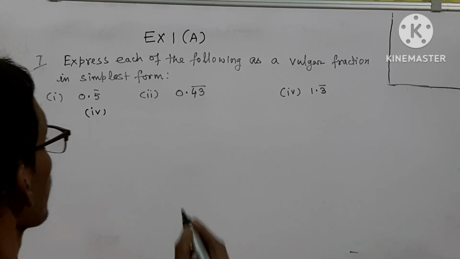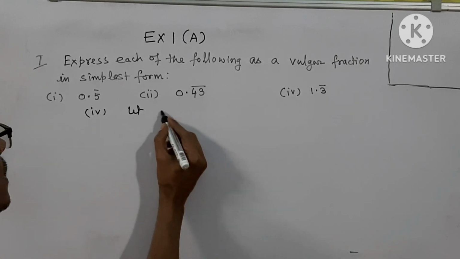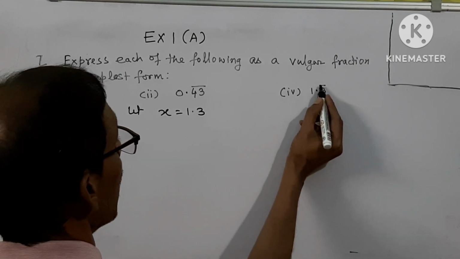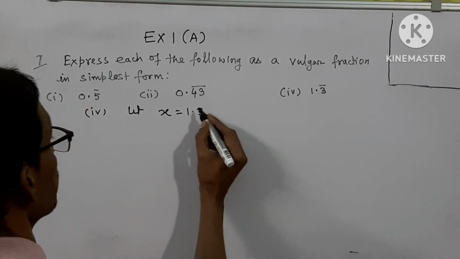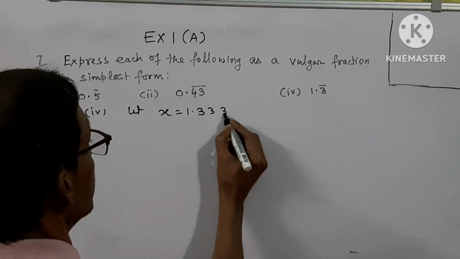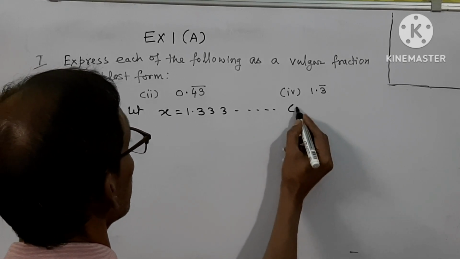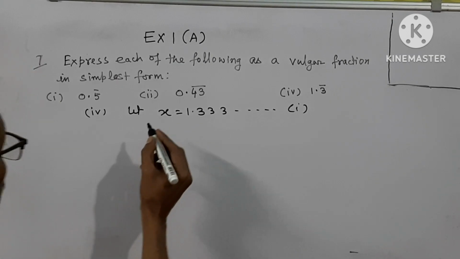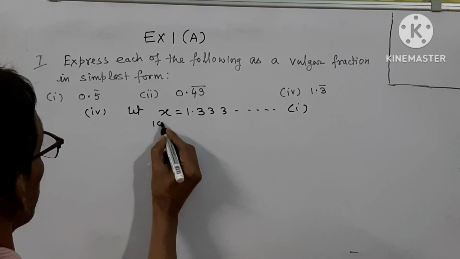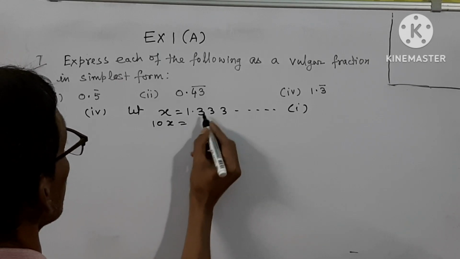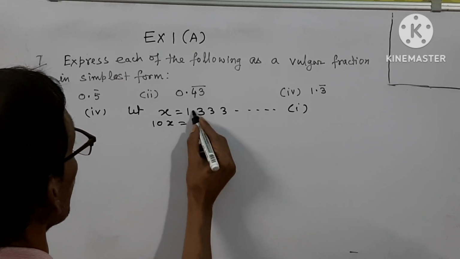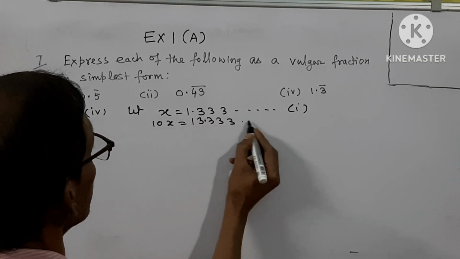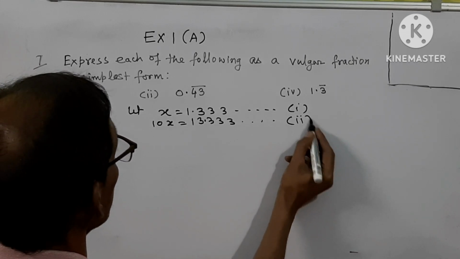Number 4, let x equal to 1.3 with bar over 3. That means 1.333..., and this we can assume as equation 1. Again, if you multiply by 10, the point will jump here, so 13.333 with infinitely repeating 3.